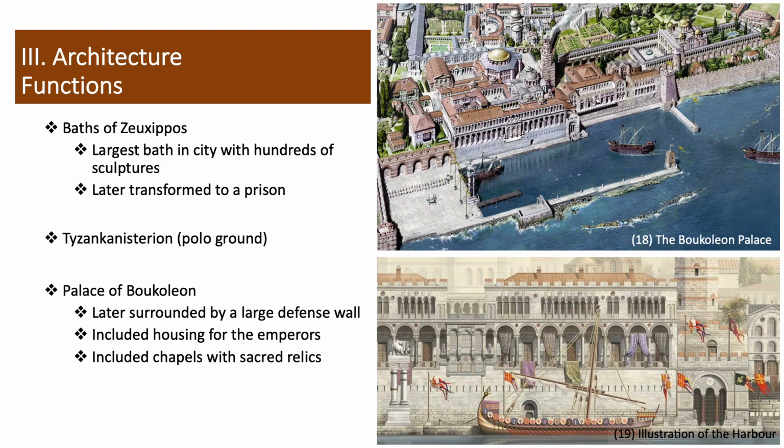Going from the upper level to the Palace of Bucolion, you were passing several gardens and the Tiskanisterion, which was a polo ground built by Theodosius II. The Palace of Bucolion was built with its own harbour to overlook the Sea of Marmara. Furthermore, it was used as another residence for the emperor until the residency shifted to the Palace of Blakeney. The harbour, as you can see on the lower right picture, was famous for its statue displaying a lion fighting a bull and its marble pavements and steps towards the sea.